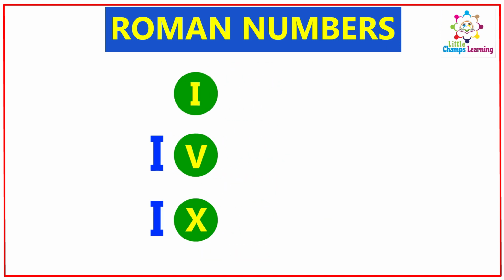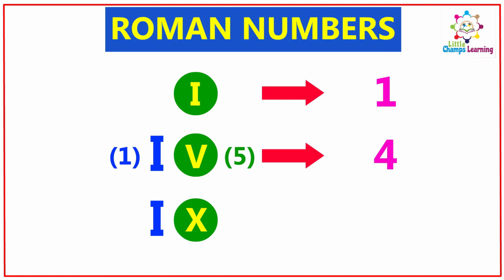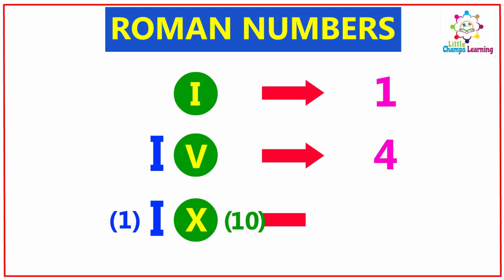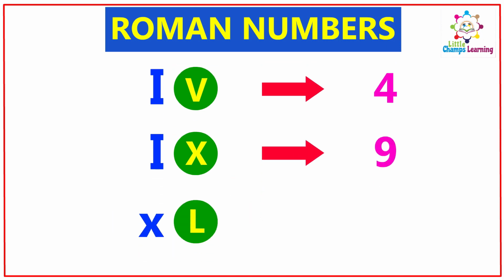I is 1. Now what is the rule of subtraction? You have a number, say 1, and this is 5. So a smaller number comes before a bigger number. If a smaller number is coming before a bigger number, that is subtraction in Roman numerals. So you call this 5 minus 1, 4. Again, I have a smaller number 1 before 10, so I will write 10 minus 1, which is 9. Here I have 10 and this is 50. 50 minus 10 is 40.